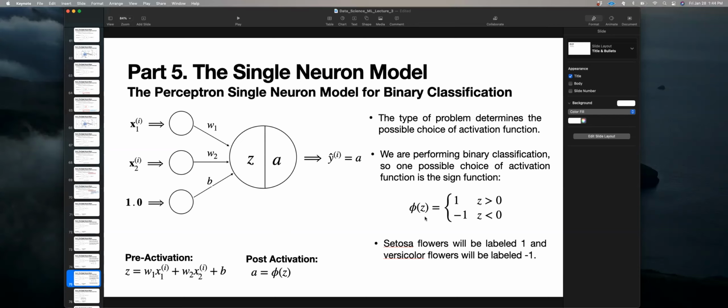And with this choice of activation function, we can assign to setosa the label 1 and versicolor flowers the label -1, or vice versa. Like, it doesn't matter. Just once you pick it, you have to leave it for the rest of the model.